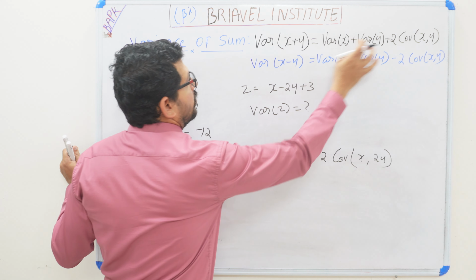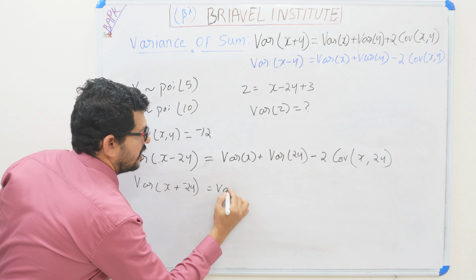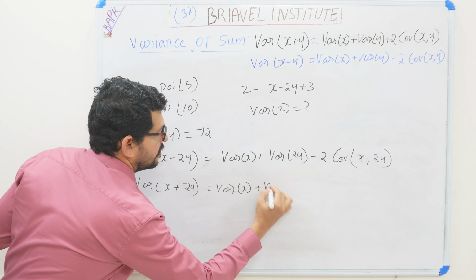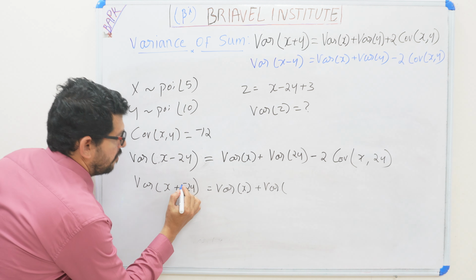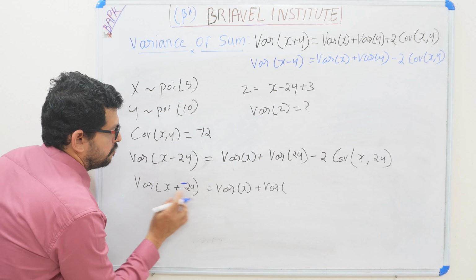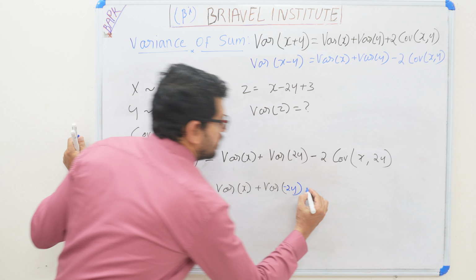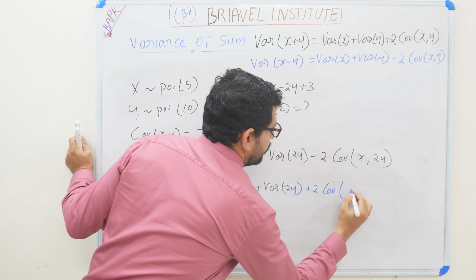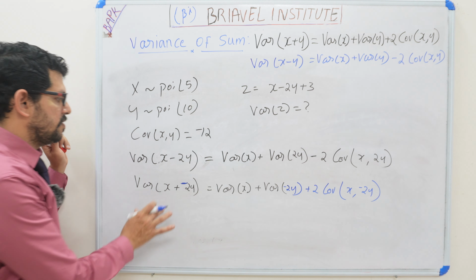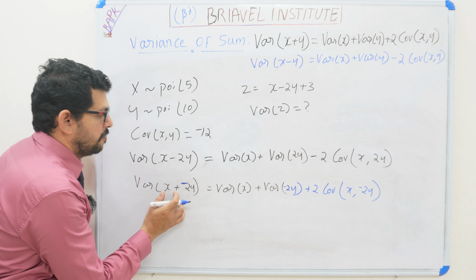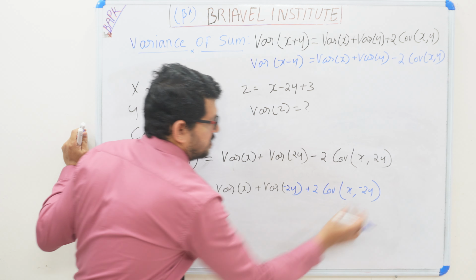Then we have to use this formula, variance of X plus Y. In this method we write variance of X plus variance of minus 2Y plus 2 times the covariance of X comma minus 2Y. We have to write like that. So this is one of the methods, X plus minus 2Y, where we put the minus 2Y in all the places.